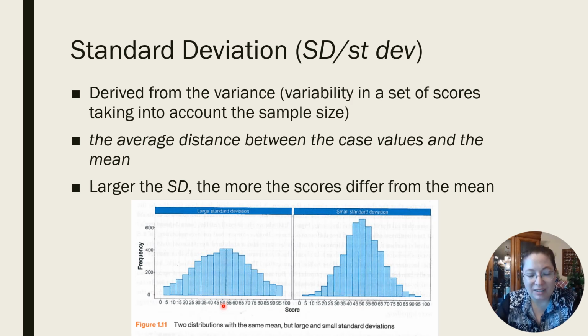So the larger the standard deviation, the more the scores differ from the mean. The smaller the standard deviation, the more tightly clustered around the mean they are. This is the one that you're going to see reported in articles, and that you're going to have to report yourself every time you report an average for our weekly assignments and for your final assignment.